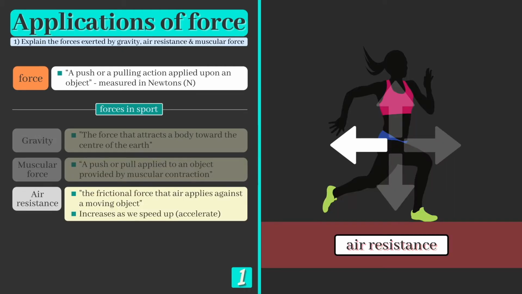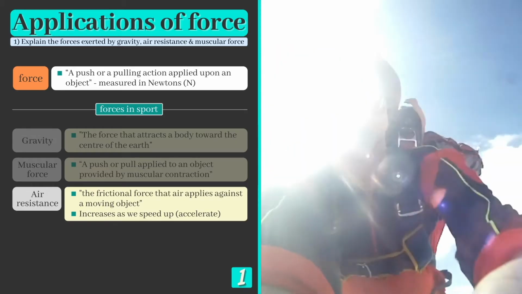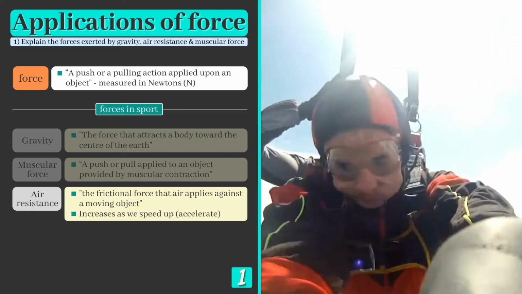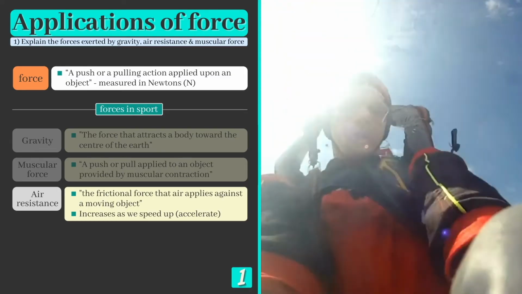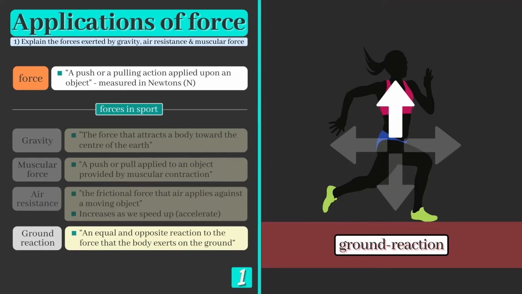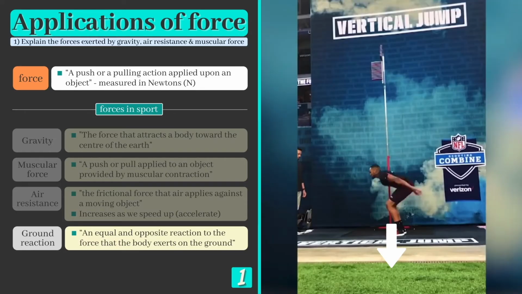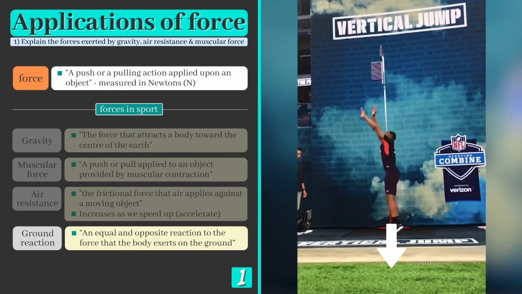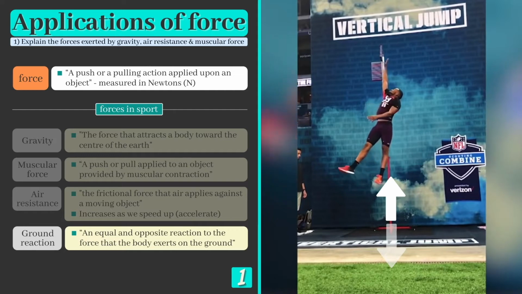Next we have air resistance. It can be defined as the frictional force that air applies against a moving object, and the faster we move, the greater its effects become. Our final force is ground reaction force, or the reaction to the force that the body exerts on the ground. Whenever we apply a force against the ground, for example during a vertical jump, a force of equal magnitude will be applied back against us by the ground, propelling us into the air.